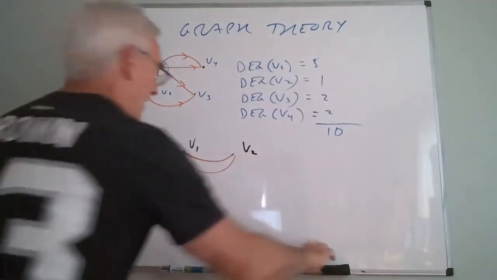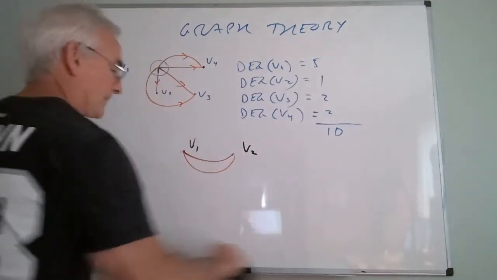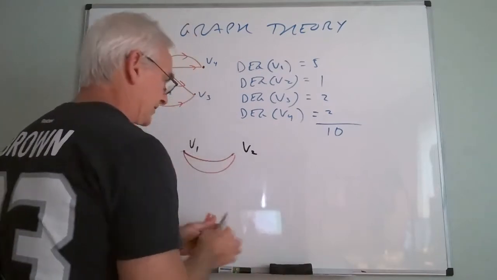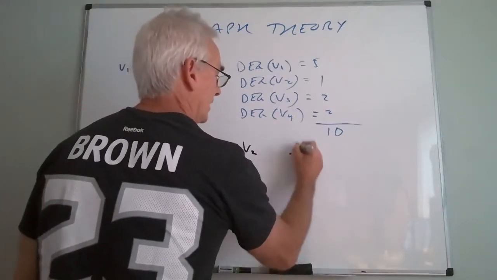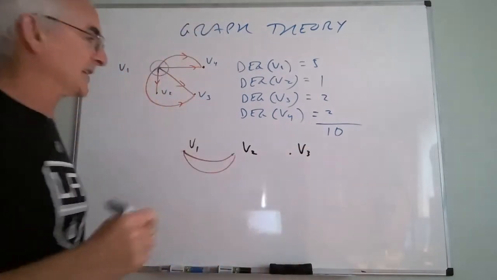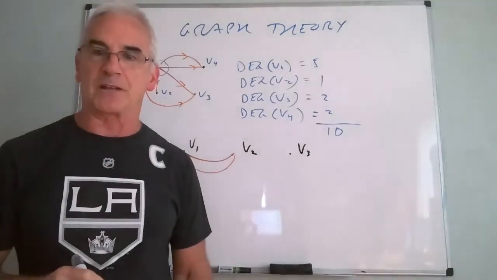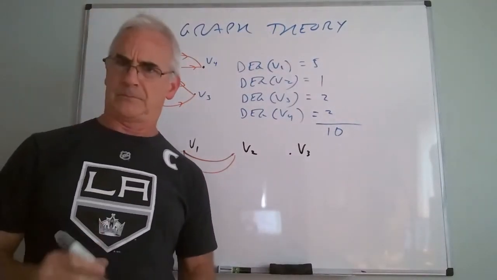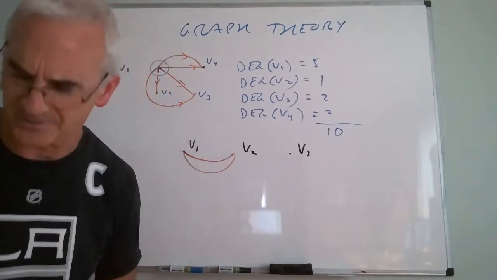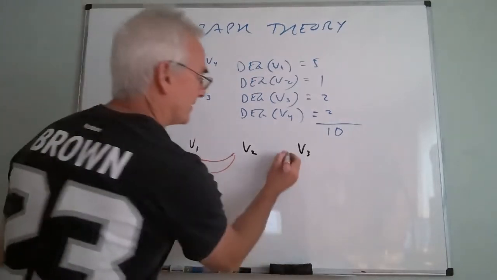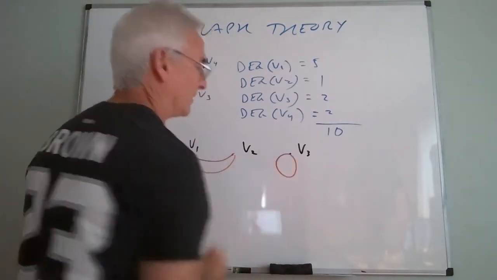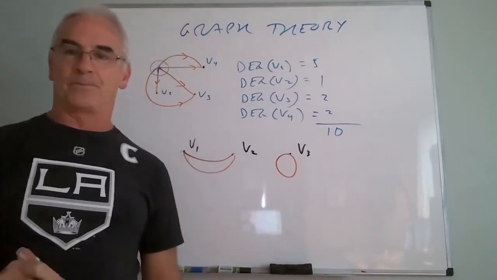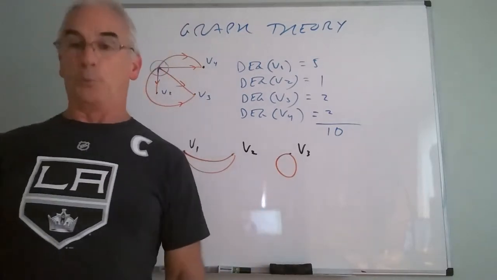No. Now there is one odd one. I can do this. Let me have vertex 3 out here. I want vertex 3 to have an edge, but I don't want it to connect to vertices 1 or 2. How would I have an edge that doesn't connect to another vertex? It comes back to itself. That is called a loop.